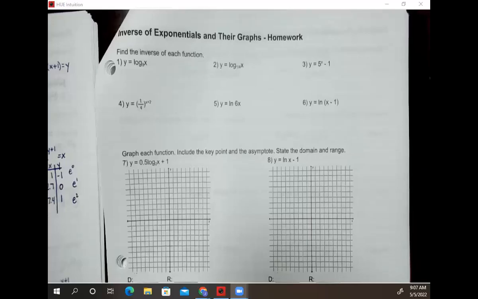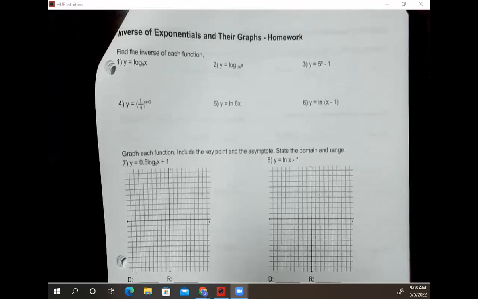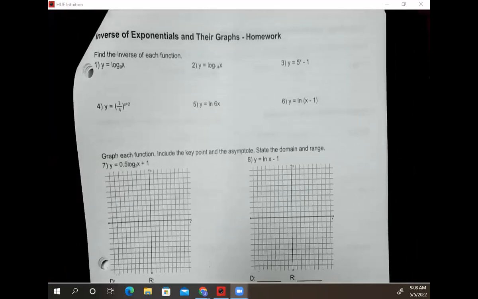We are on page 39 today. We're going to take a look at our exponentials and logs, finding inverse functions of exponential functions and log functions, and then we're going to take some time to look at some more graphs for our log functions. So finding the inverse, this was in your notes from last night.